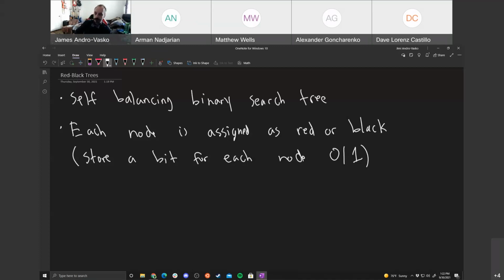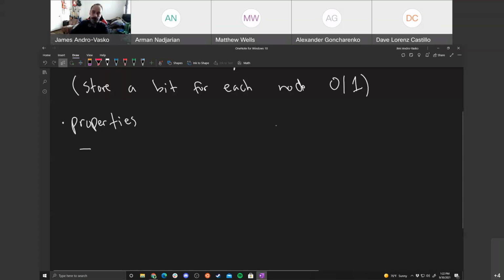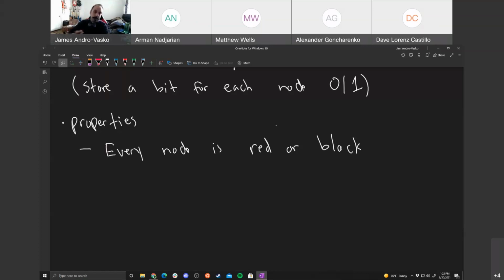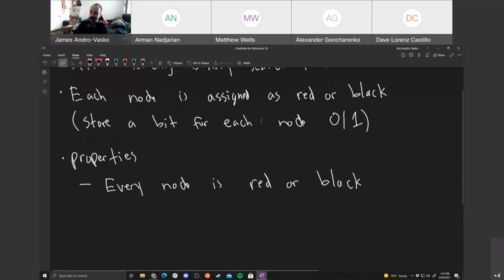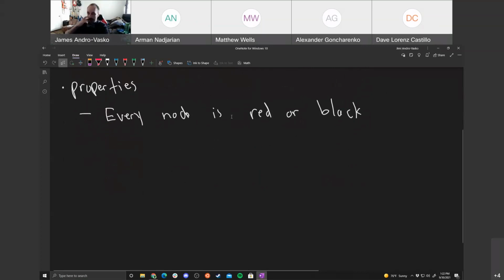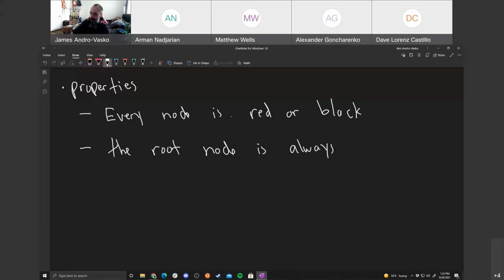We have several properties that involve red-black trees, so let's go ahead and outline them. The first one is the obvious one: every node is red or black. I guess that's written up here technically, but I'll formally define these properties. That would be shocking if it wasn't the first property. And then the root node is always a black node.